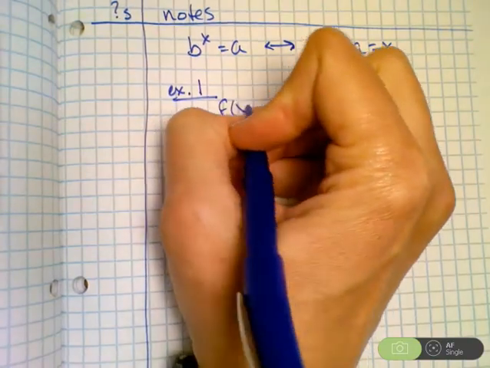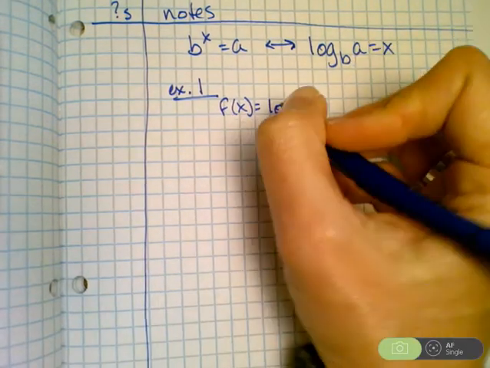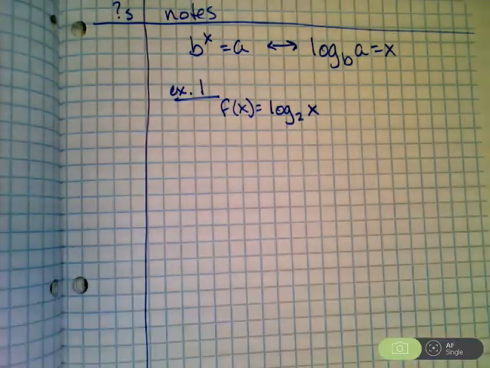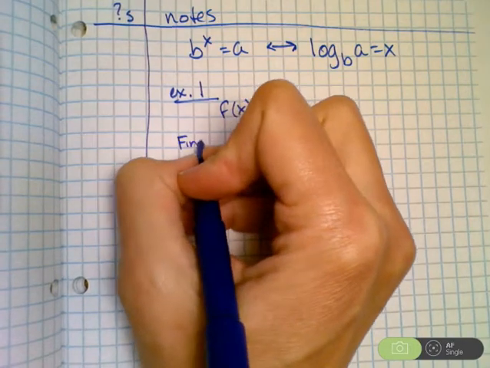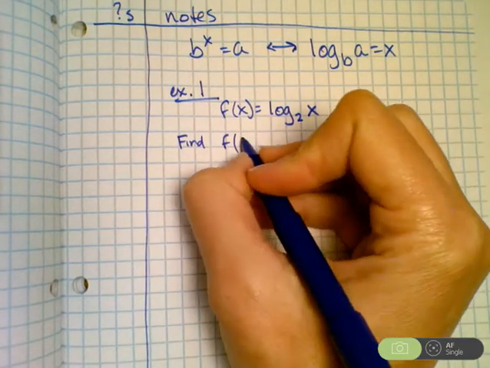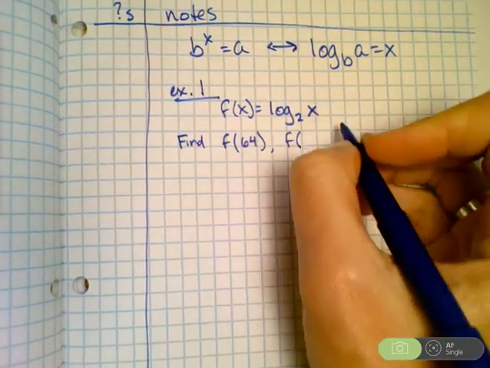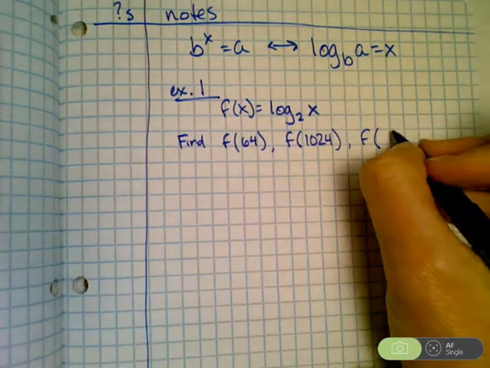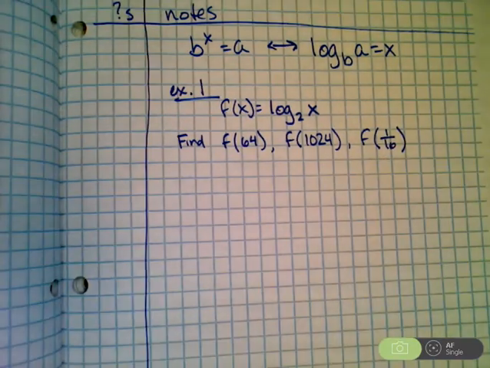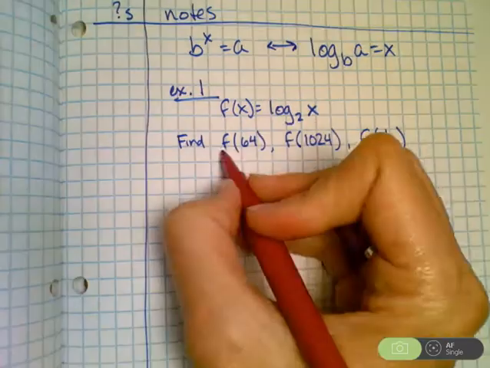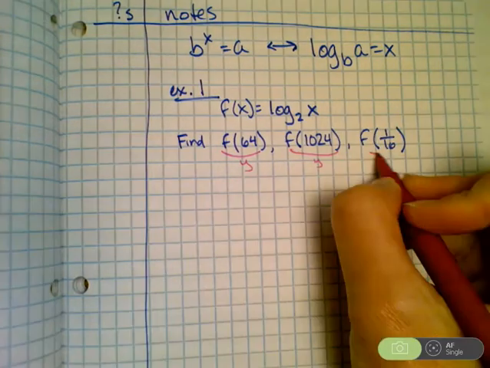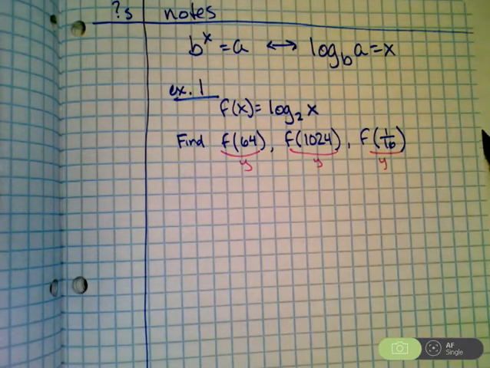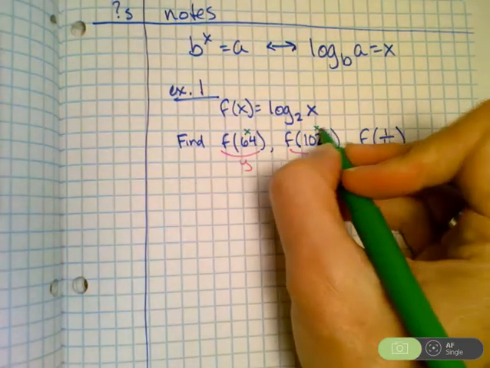We're going to say f of x equals log base 2 of x. And what we want to do now is find f of 64, f of 1024, and f of 1 over 16. So what you want to think about when you see this is that all of these are y values, and all of these are x values.